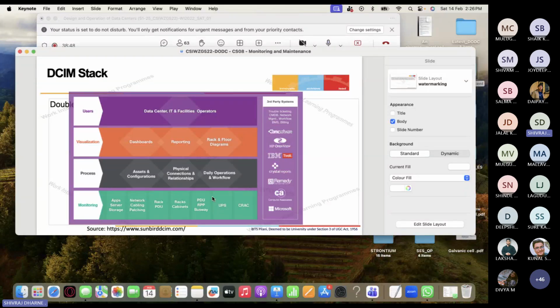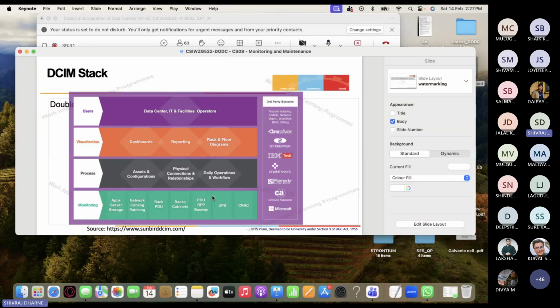Third is process, right? What are the assets, how they are configured, what are the physical connections, then relationships, daily operations, workflow, all the process related items. So: users, visualization, process. And the last is monitoring of many things that we just talked about: server managing, network managing, memory, racks, cabinets, power management, power supplies, everything. You need to monitor all of this in the data center, and that will be the bottom layer, the physical layer, because these are all sensors and real physical assets.